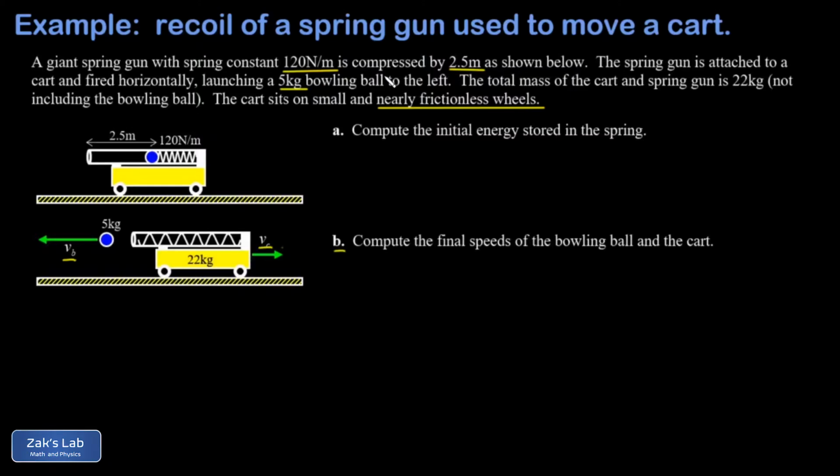So we begin by getting the total energy stored in the spring, and that's 1/2 kx squared. And the spring constant's 120 newtons per meter, and the compression distance is 2.5 meters. And this gives me 375 joules of energy stored in that spring. Then we look at conservation of momentum. And in the initial state, the total momentum was 0. So in the final state, it still has to be 0.